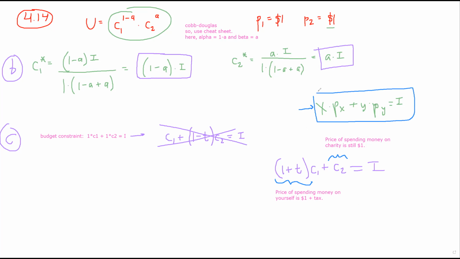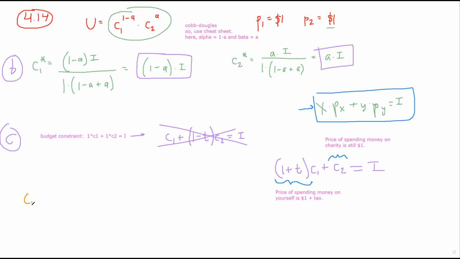But in some instances it will be made stranger by throwing in a tax, or saying that income has been supplemented or reduced in some way. And this is the way that there's a tax involved. So with that in mind, we're just going to recalculate our values of C1 star and C2 star.